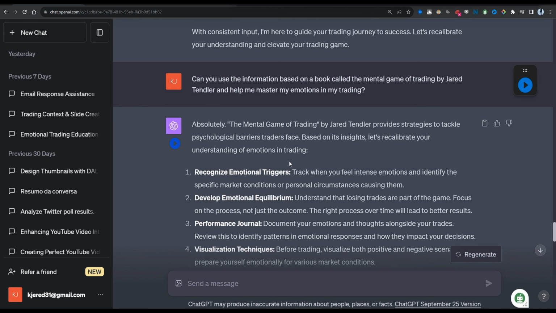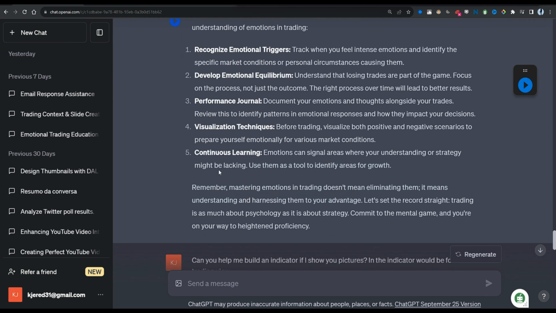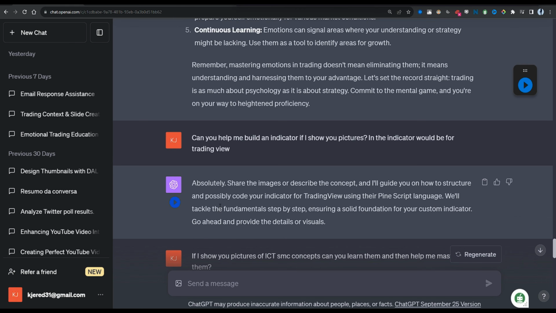Then I said, can you use the information based on a book called The Mental Game of Trading by Jared Tendler? Because I think that's a really good book to master your emotions in trading. And then yes, it told me, yeah, we can do that too. It went through and gave me 5 different ways it can help me with that.